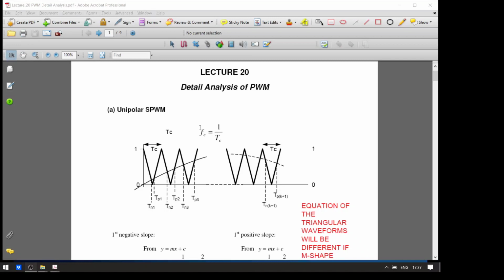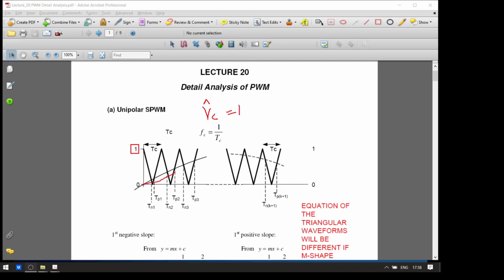Okay, so we need to know that this is the carrier frequency, right? Carrier frequency, and TC is the period for each of the carrier signals here. Since we use W-shaped carrier signals, the TC will be from one tip to another tip. So this is the period for one cycle of the carrier signals. Then we normalize the amplitude, so that VC peak, the peak amplitude of the carrier signals, equals 1.